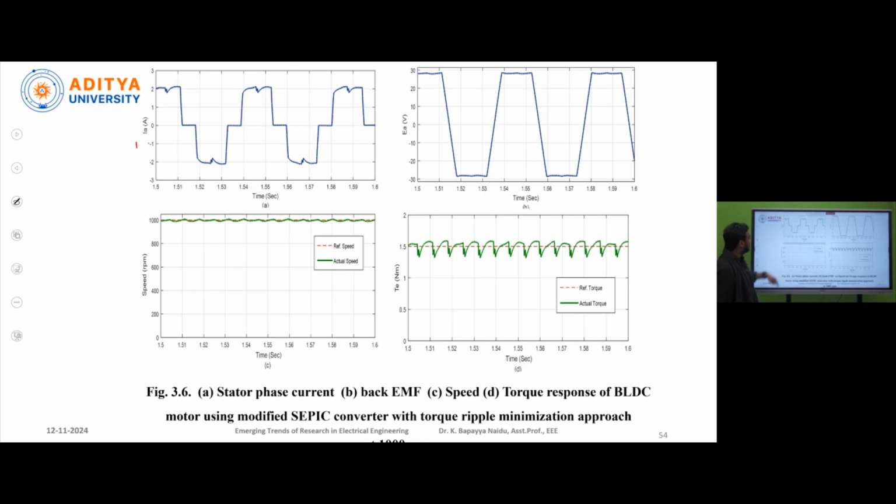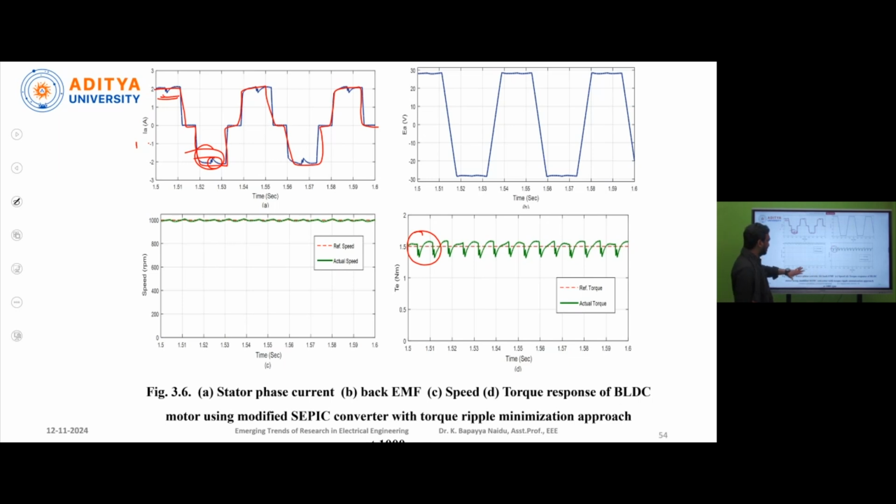Now after adding this additional voltage, if you observe this diagram, the stator phase current A is almost nearer to the square waveform. That means it is trying to reach the square waveform. Whenever you inject this additional voltage at this instant of time, the ripple of the current will decrease. Then automatically the ripple in the torque will also decrease.